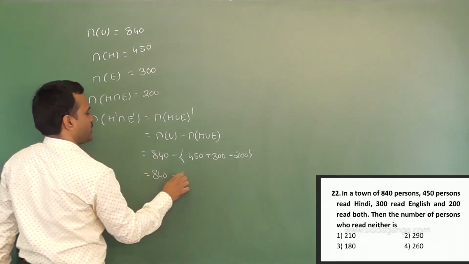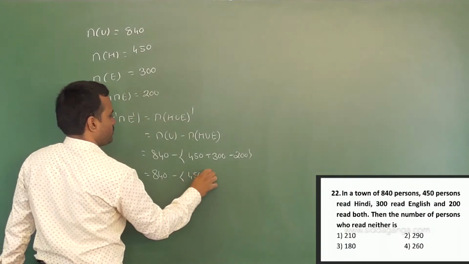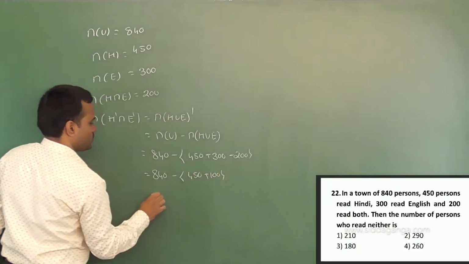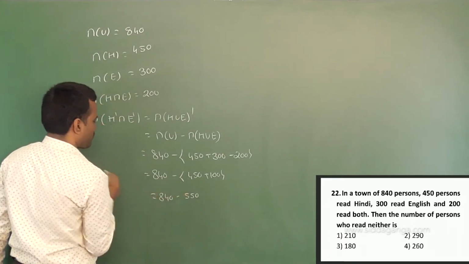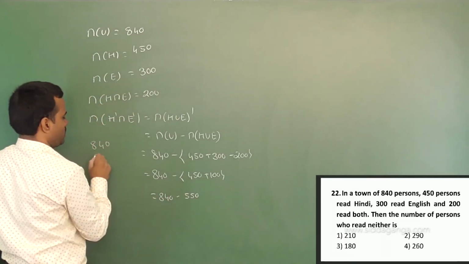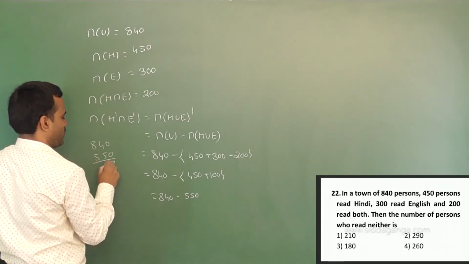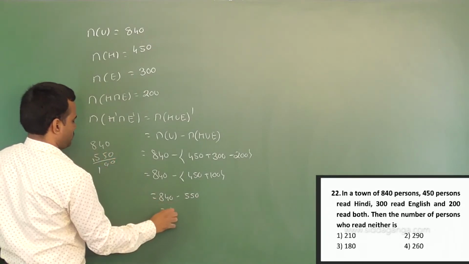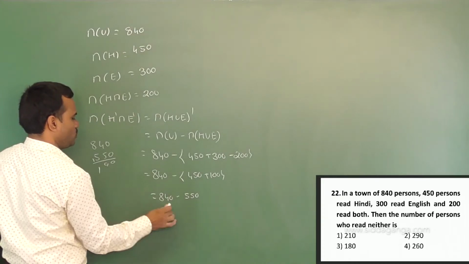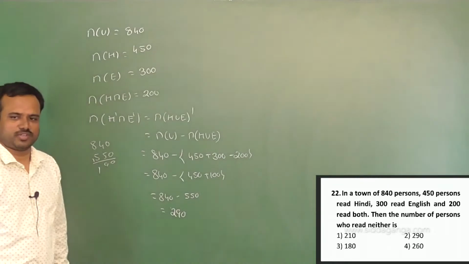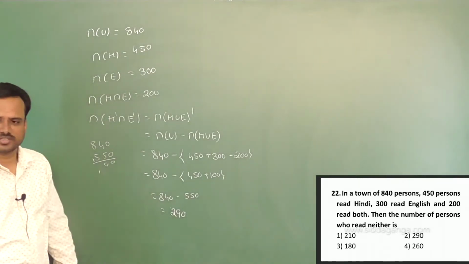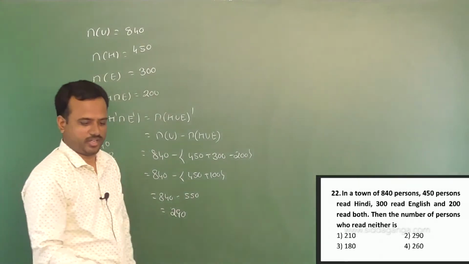840 minus (450 plus 100), correct? So 840 minus 550. Subtracting 550 from 840 gives 290. So for this question, the option is the second one, 290. Next question.